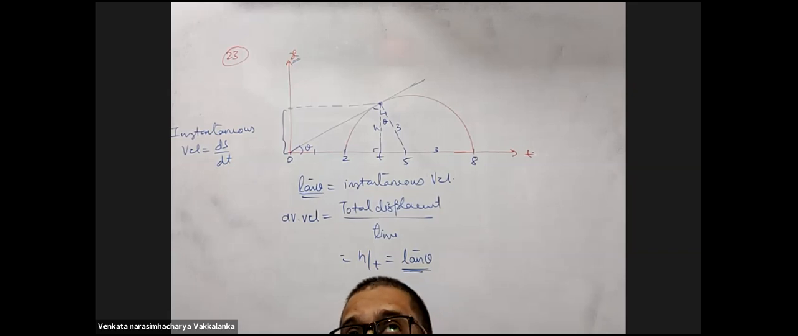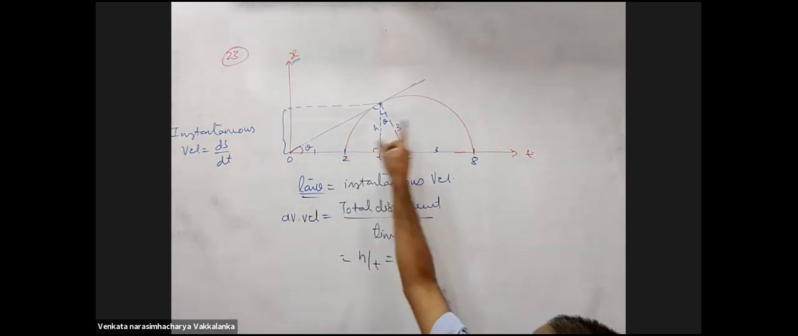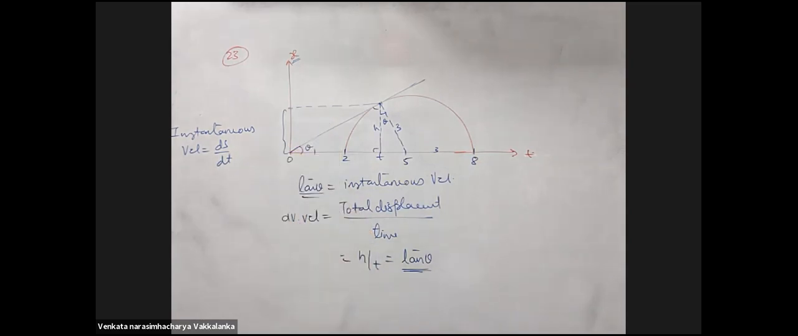So overall displacement is 0, right? Naturally, starting from here, it's coming back till here. Displacement is on the x-axis. So the average velocity is 0.